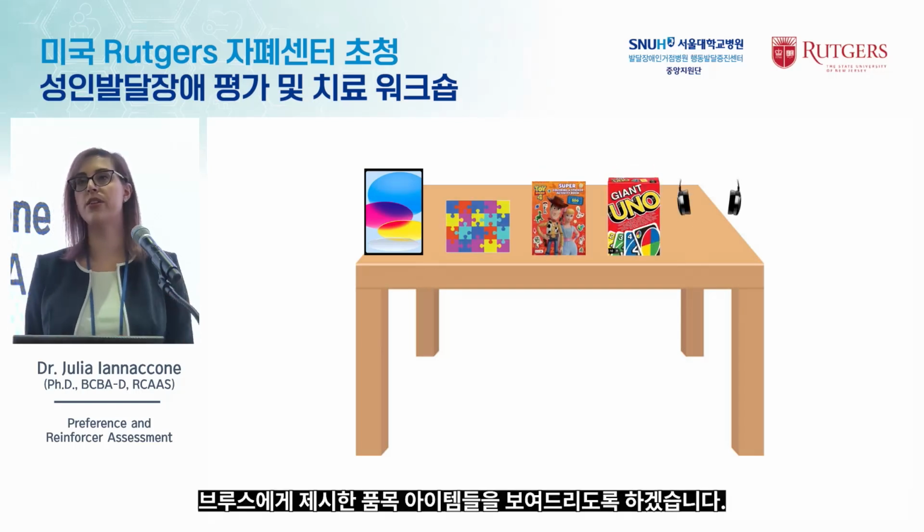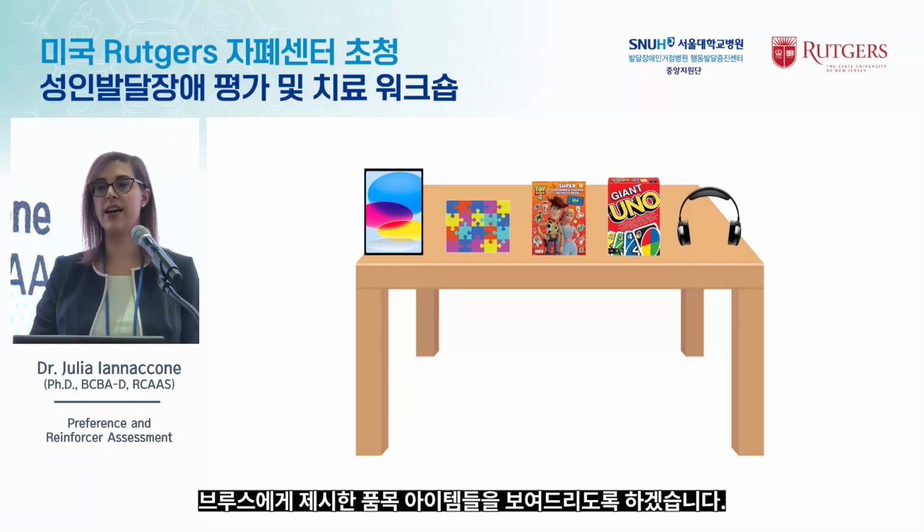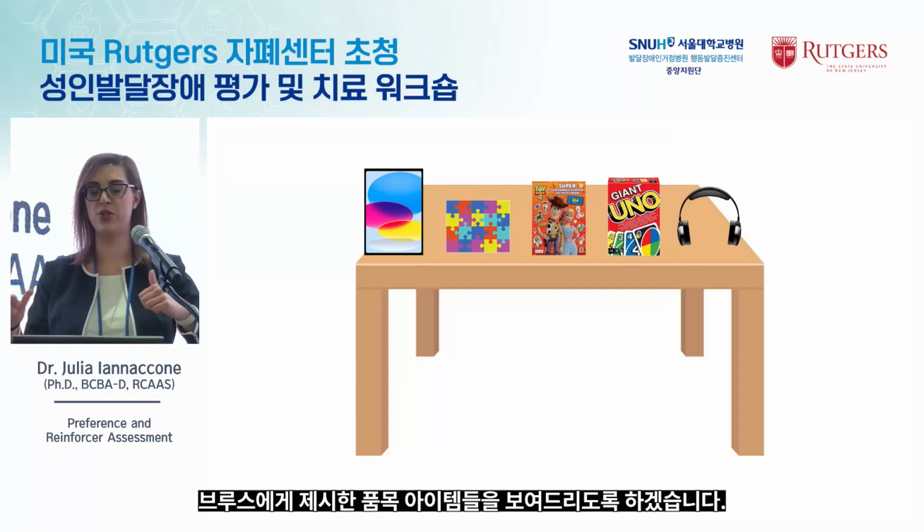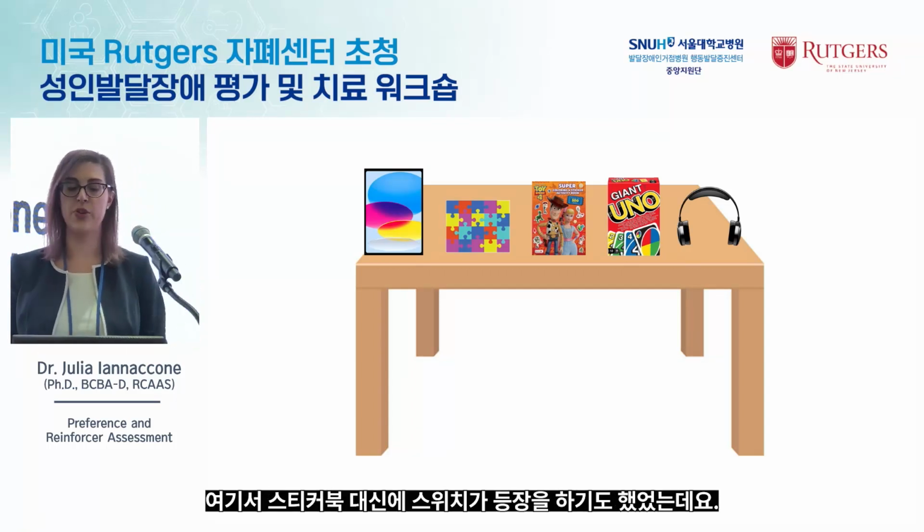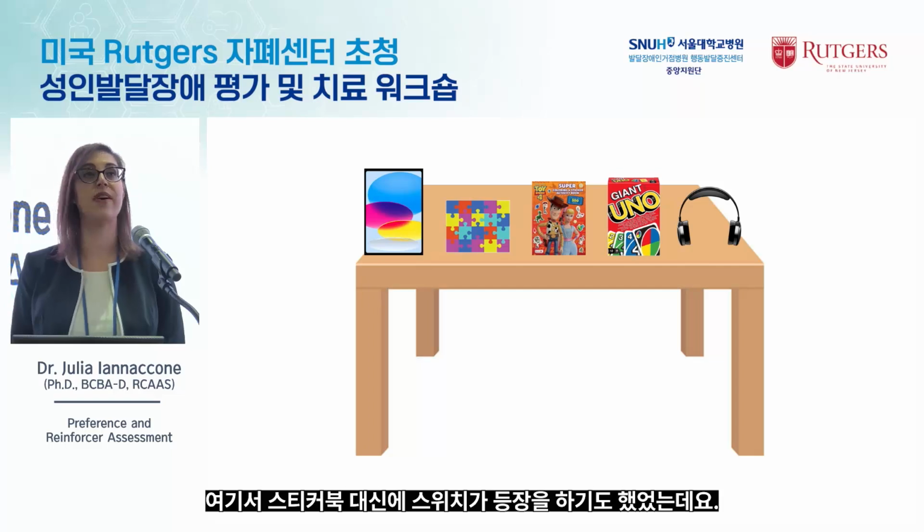So for Bruce, these are the items that you have in your handouts, except for the sticker book. I think you have a switch instead. So for Bruce, let's say we're looking at just 5 items.